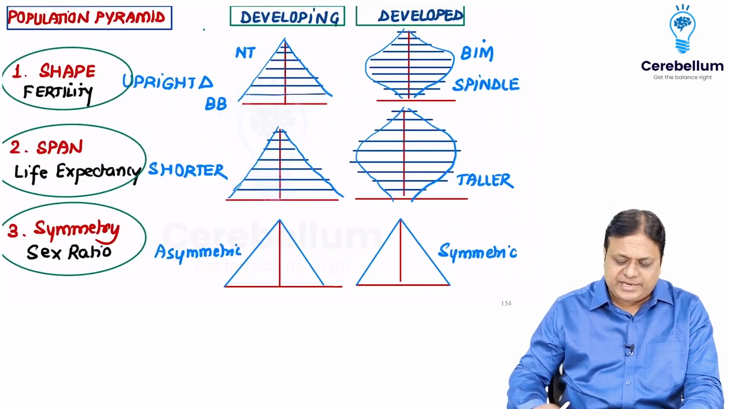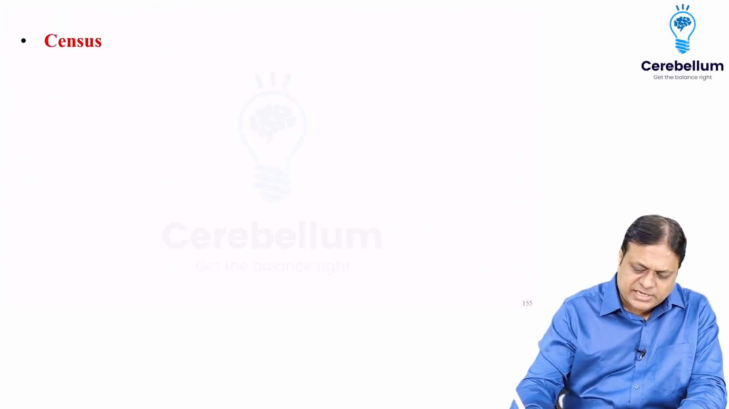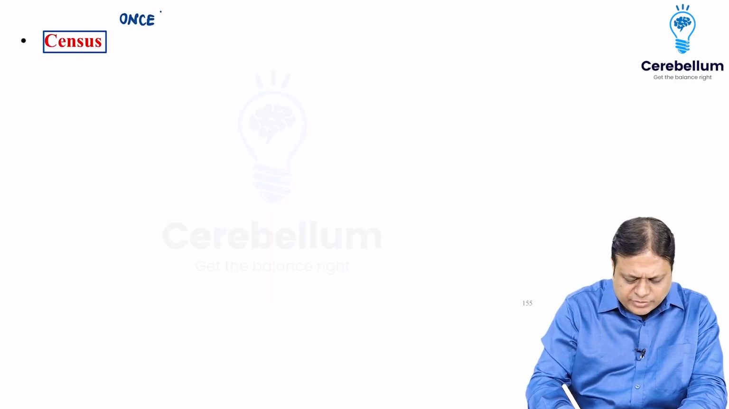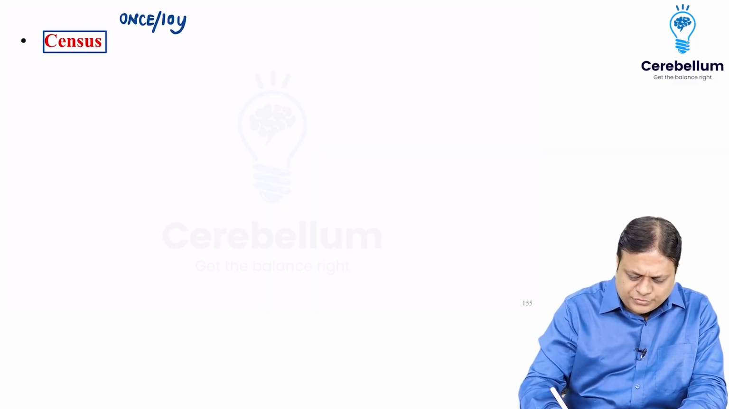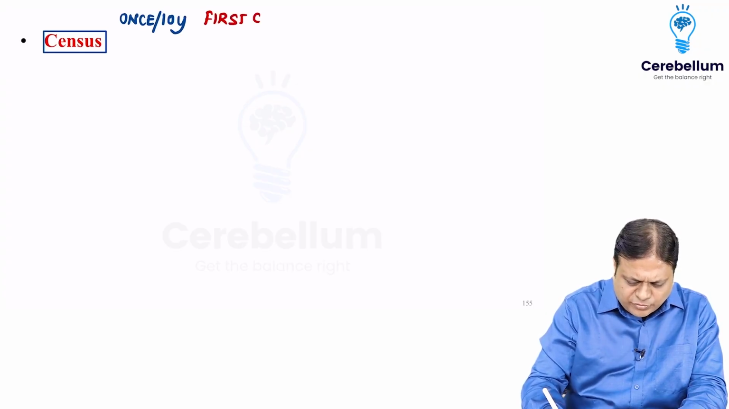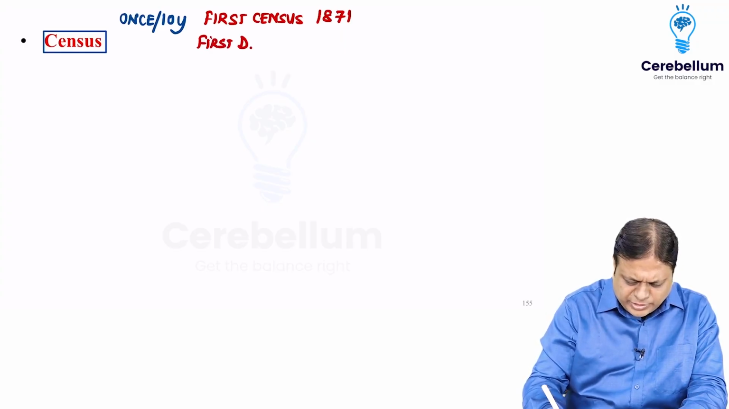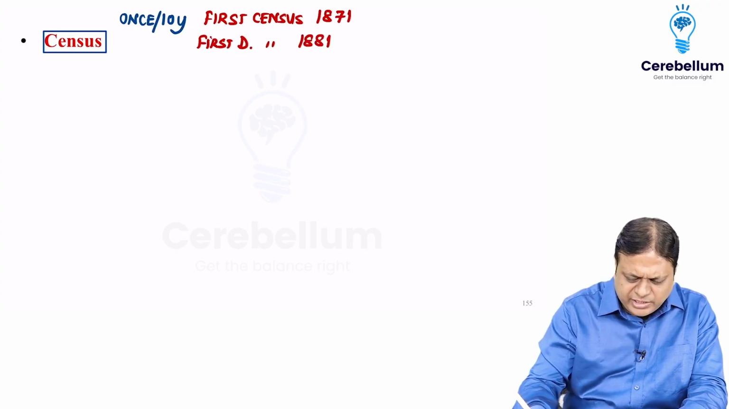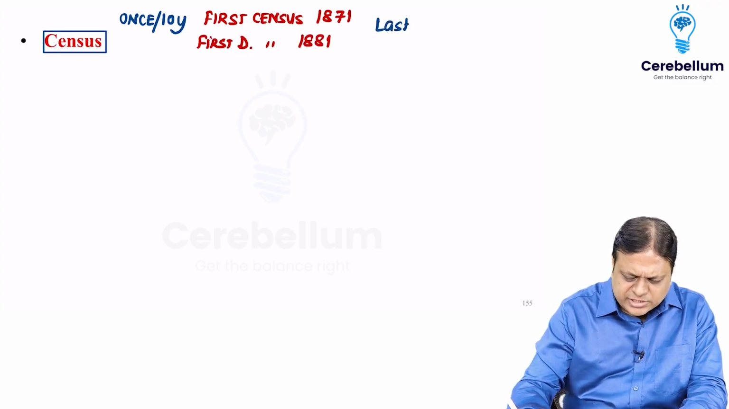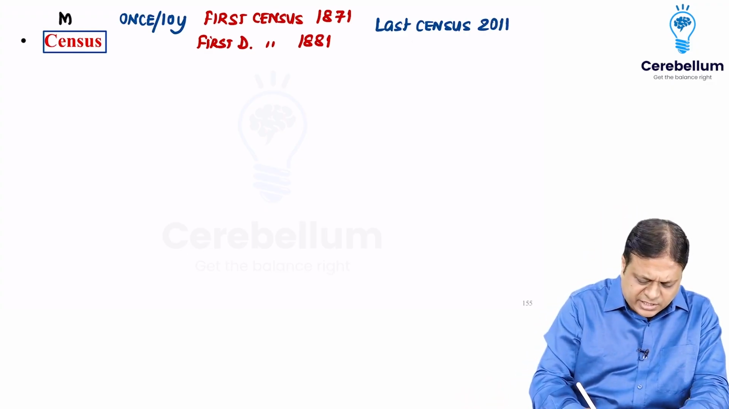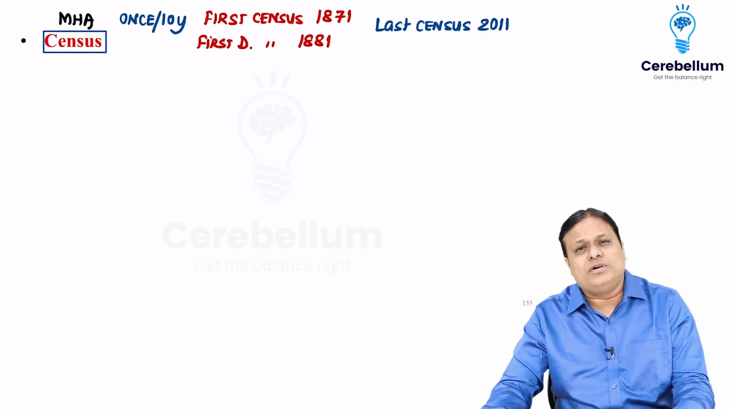Now we come to the data collection systems of India. Biggest data collection system of India, Census of India, which is undertaken once every 10 years. First ever census was in the year 1871 and first disability census was 1881. Last census was 2011, 15th census of India. These censuses are undertaken by Ministry of Home Affairs.